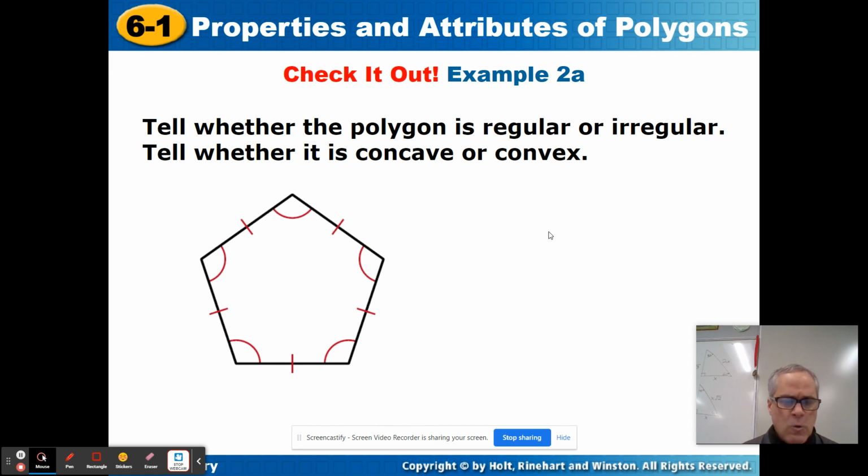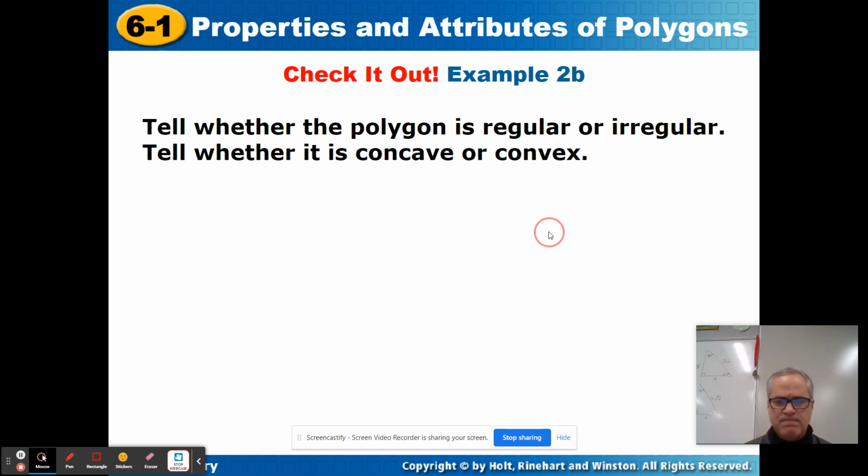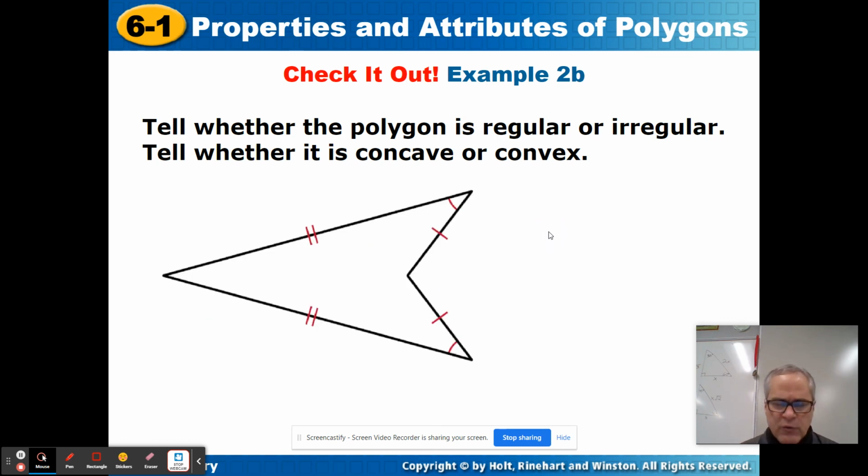Almost done. Regular, convex. All sides the same in angles, and it's not caved in. This one is definitely irregular because the sides are not the same and the angles are not the same. And it's caved in right here. So irregular, concave. And that's it. Thanks for listening.